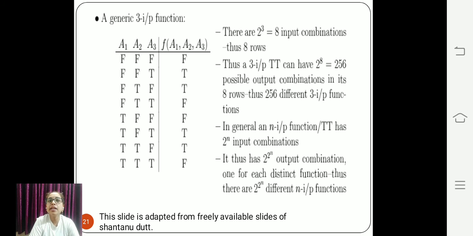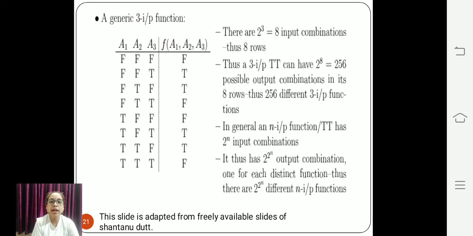Like this, consider a generic function of 3 input variables. The combinations are 0 0 0, 0 0 1, 0 1 0, 0 1 1, 1 0 0, 1 0 1, 1 1 0, 1 1 1. Like that, here in place of 0 I have written false and in place of 1 I have written true. That is false false false, false false true, false true false, false true true, true false false, true false true, true true false and true true true.